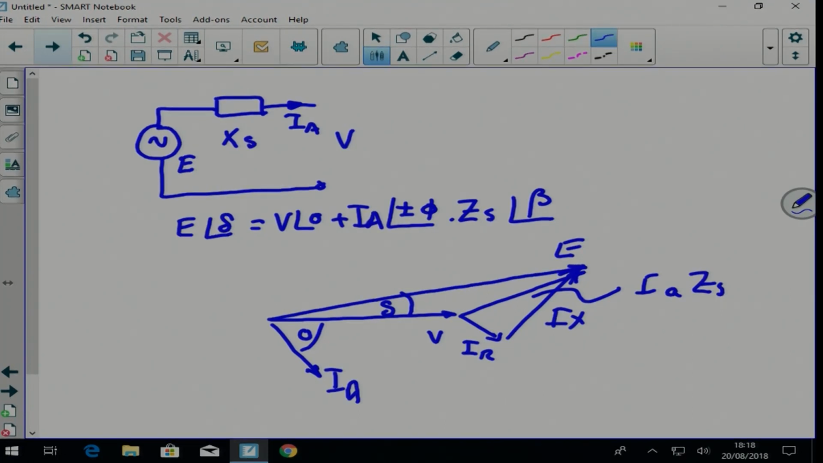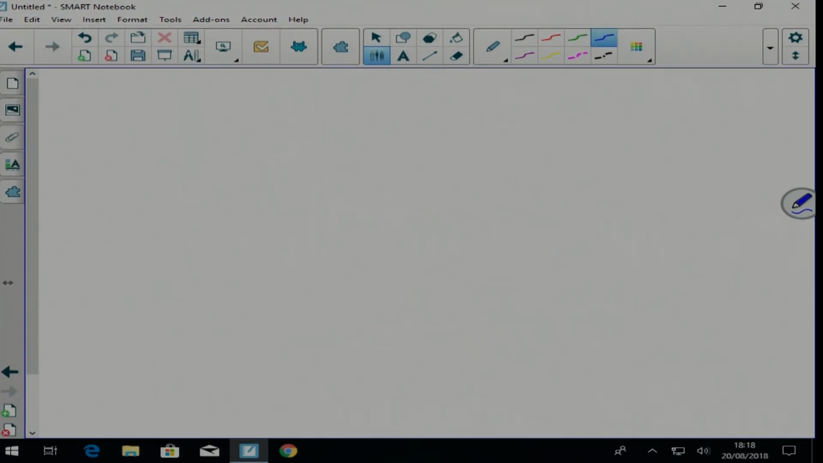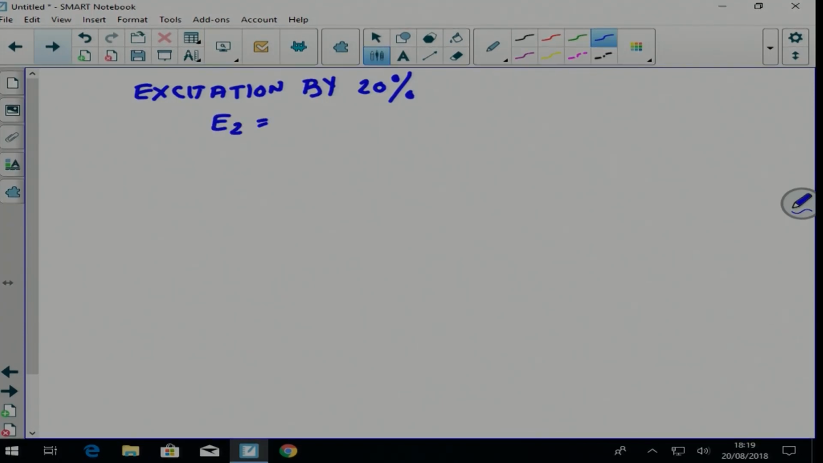Okay, let's say we change the excitation by 20%. So that means E2 is now 1,2 E1.